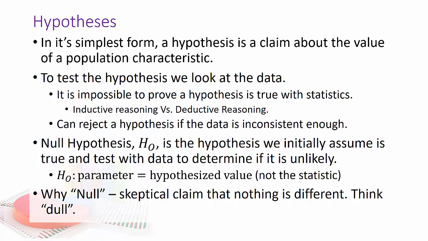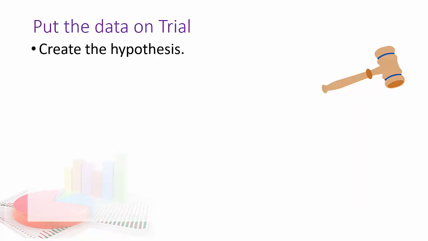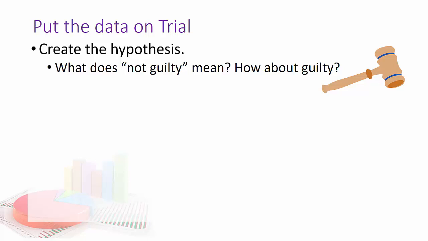Not much has changed. So the next thing we're going to do is we're going to put the data on trial. So we're going to create the hypothesis. And like in a trial, you always start with the assumption of not guilty. So what does not guilty mean? In this case, it usually means that everything's kind of like everything else. And we start with the null hypothesis. What does guilty mean? It means we actually have enough evidence that things aren't like what's normal, and the null hypothesis doesn't hold anymore. So we have to create an alternate. And I'll talk about that in a little bit.